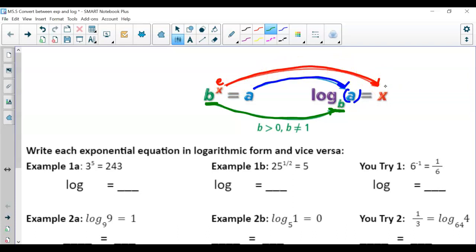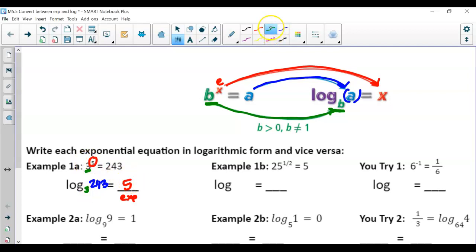So like here, for example, in 1a, notice the base of our exponential is 3. So I'm going to write my base 3. Then what is the exponent? 5. So that means our equation is always the exponent, which is 5. So this is our exponent. So that means here we have log base 3 of what? 243 is equal to 5. So again, the base is the base, and your equation is equal to the exponent.